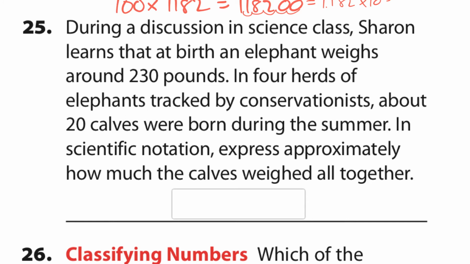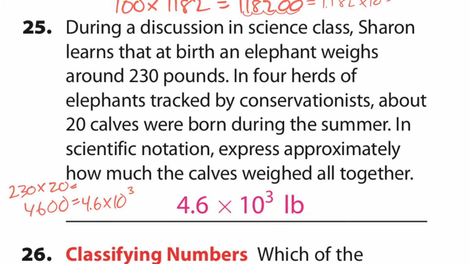230 times 20. 230 times 2 is 460. So I think that if I multiplied 230 times 20, that would be 460 with another 0. Okay, and then scientific notation would be 4.6 times 10 to the third. Let's see how bad I did. There you go. 4.6 times 10 to the third.